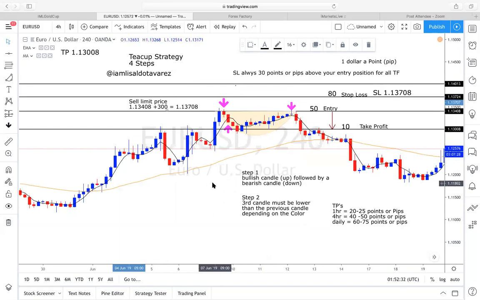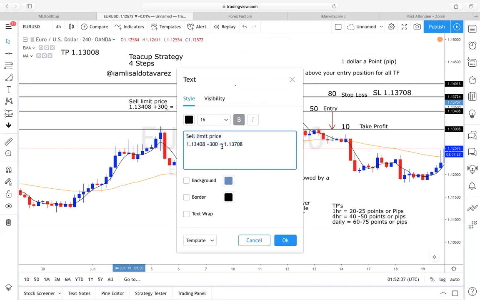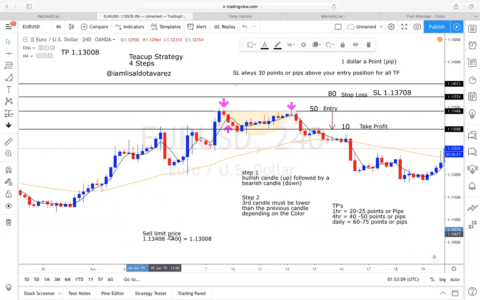Now, how do I get my take profit? All right, we did that one already. So how do we get our take profit? So 1.1348, now I'm gonna take 40. This is the 4-hour chart, so I'm gonna take 40 or 50. I'm gonna take 40. Take away 400 equals 1.13008. Because 1.1348 take away 400 equals 1.13008. And that right there, my friends, is your take profit.